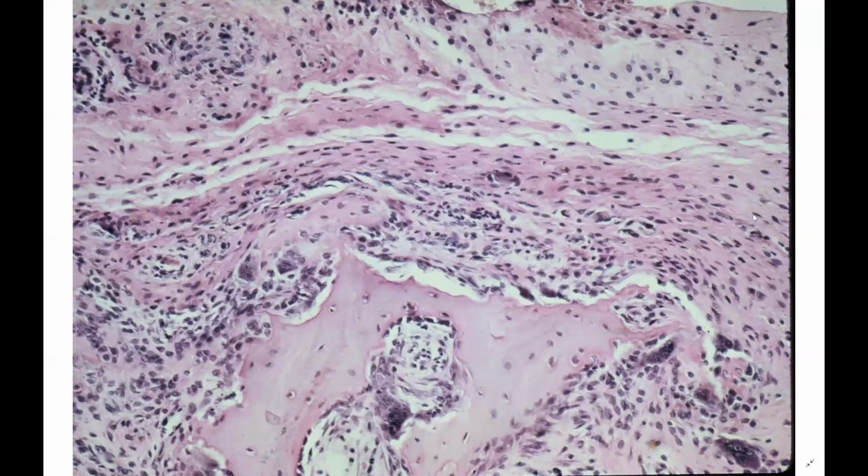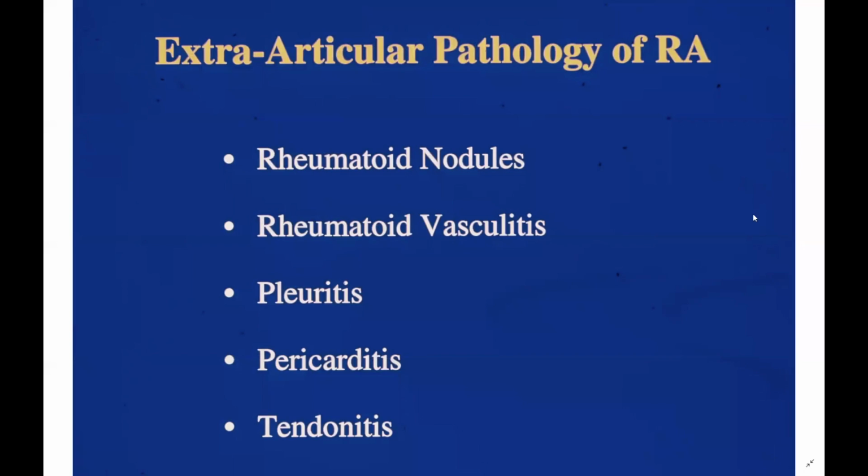Here we see a later stage of pannus in which it is down now in the subchondral bone and eating out the bone and producing lytic lesions. Now, rheumatoid arthritis also has some rather striking extra-articular pathology. Rheumatoid nodules, which are present usually on extensor surfaces, are manifestations of the same smoldering vasculitis that you see in the synovium. Rheumatoid vasculitis itself, which can be a relatively devastating phenomenon, pleuritis, pericarditis, and tendinitis.